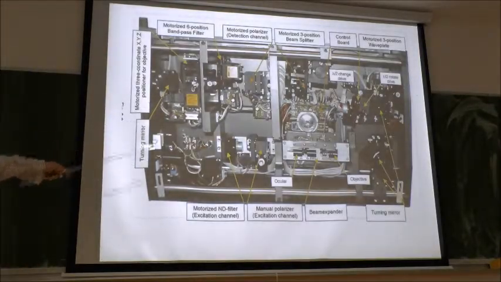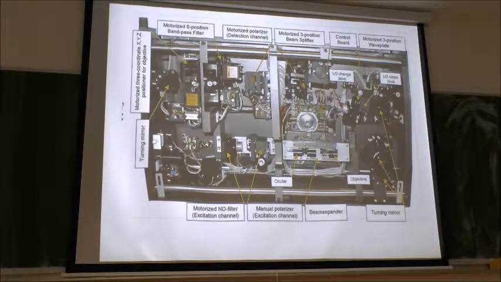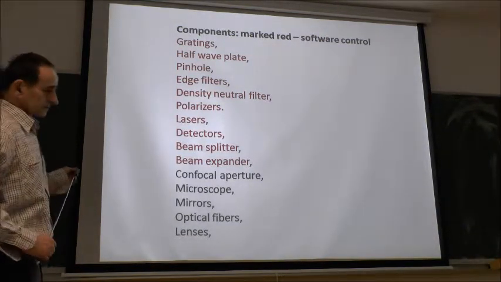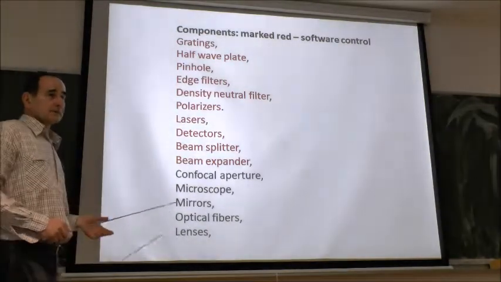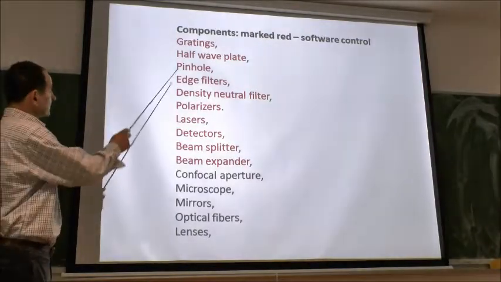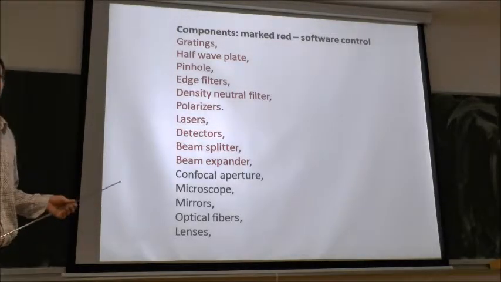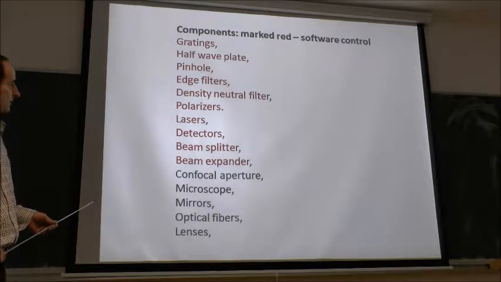This is the inner view of that benchtop instrument. It's pretty crowded, but it's mainly due to servo motors. Optical elements are not so big. So these are components of a spectrometer. You get all this, you can make a spectrometer by yourself. The parts which are marked red are moved by software, so they are controlled by the instrument.